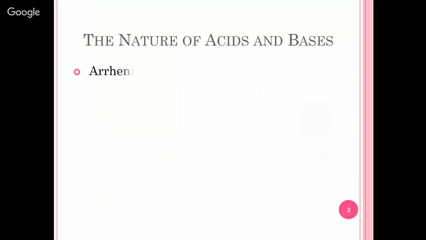Aqueous equilibria, acids and bases, chapter 14. So we can talk about two definitions of acids and bases, the first one being the Arrhenius definition. And he talks about the fact that if you add an acid to water, we increase the amount of protons or hydronium ions. And when you put a base into water, we increase the concentration of hydroxide ions. So with Arrhenius, you have to have water present.